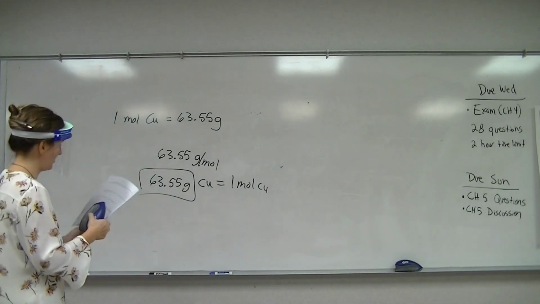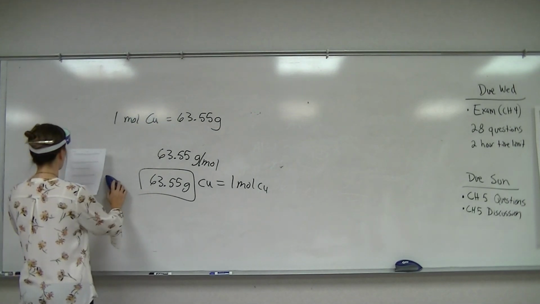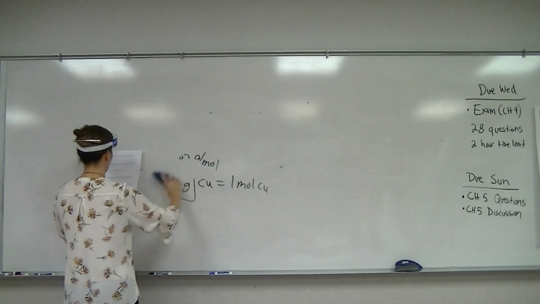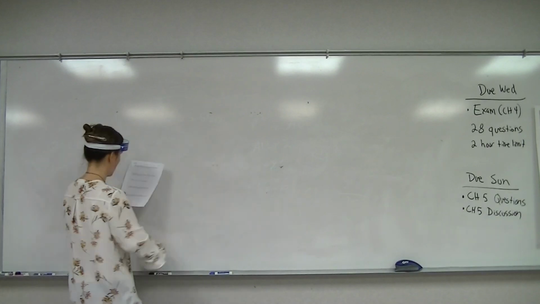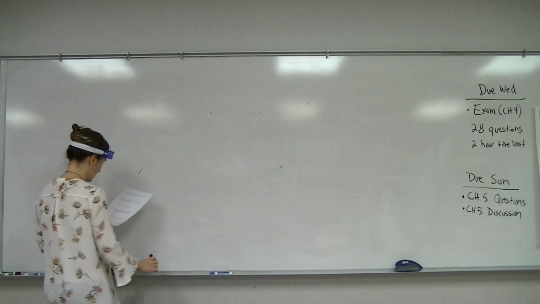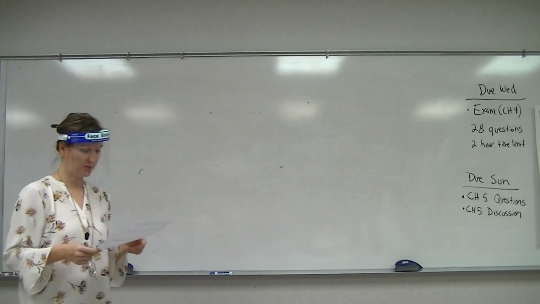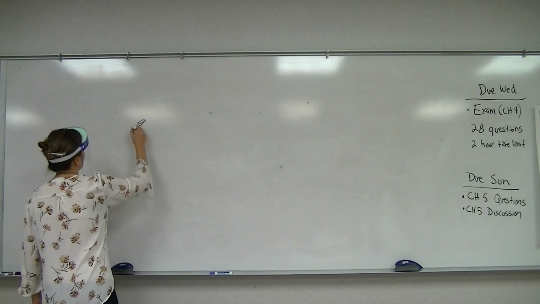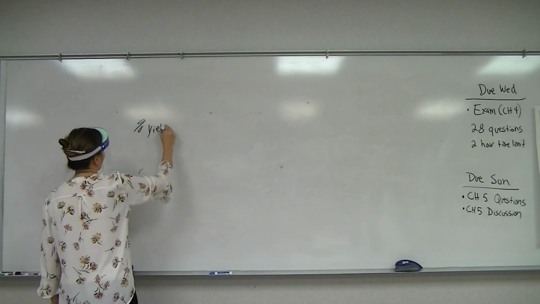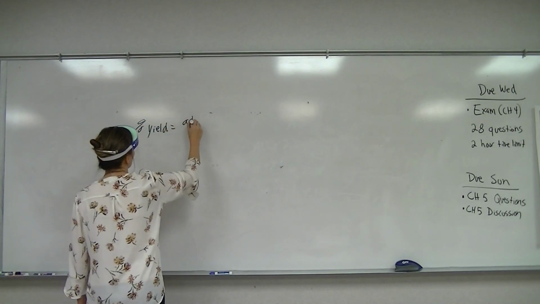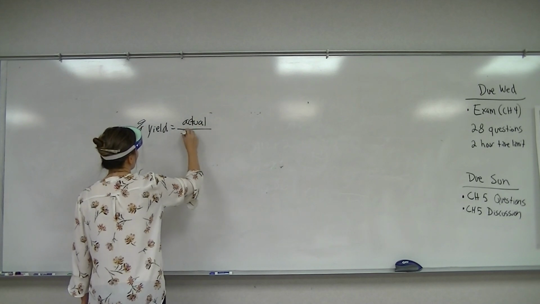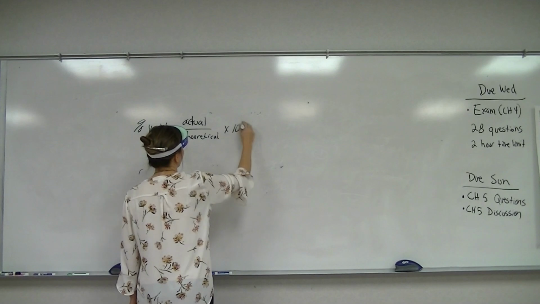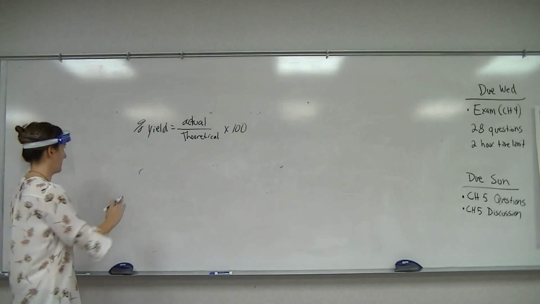So let's move on to number 8. In a reaction performed in lab, 11.15 grams of product was recovered. If the student calculated she should have recovered 12.96 grams, what is her percent yield? So remember, percent yield is actual over theoretical times 100 to get it in a percent.